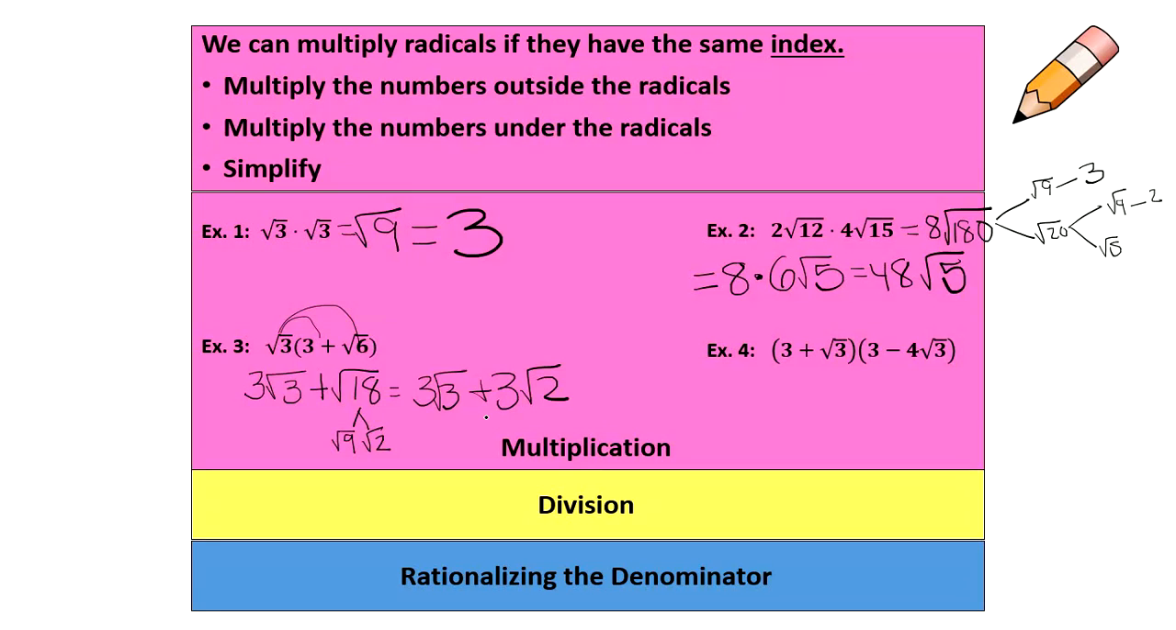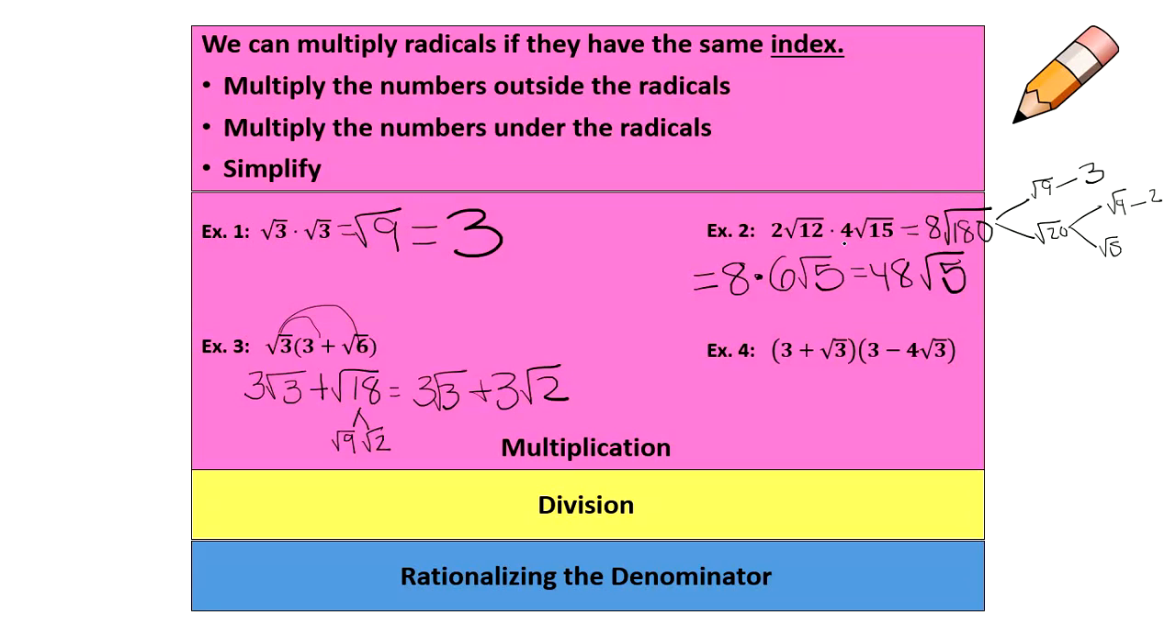Careful. They are not like radicals. This one has a square root of 3. This one has a square root of 2. Not like radicals. Can't do that. No, no, no. Don't you dare. Don't try. Okay. Those can't be simplified.